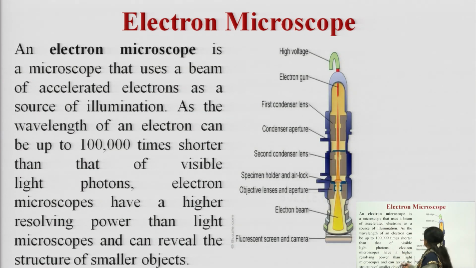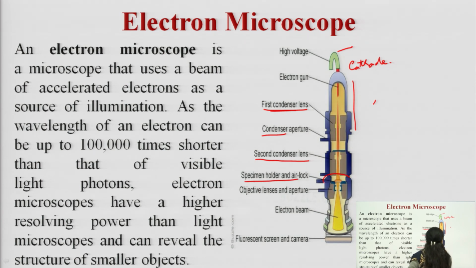As you can see in this diagram, this is the electron gun from where the electron beam will pass, and it will pass through these condenser lenses. This is the first condenser lens. The electrons will come from the cathode. The cathode generates the electrons, and the electrons are then directed towards the specimen with the help of two condenser lenses. Here we have the second condenser lens, and these condenser lenses will focus the beam towards the specimen holder.